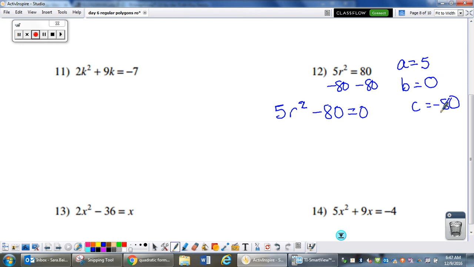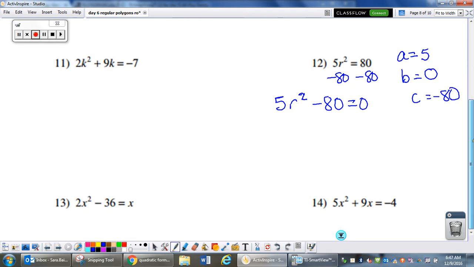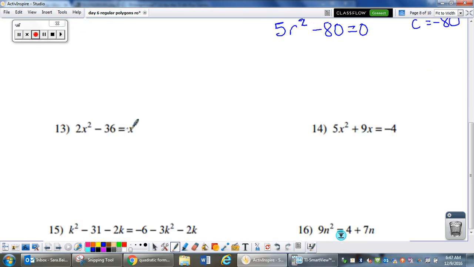Okay? In one, like number 13, you have to move that x to the other side. Minus x, and watch how I rewrite. I always write my x squared first, then your x term, and then your constant. And then you can start applying the quadratic formula.